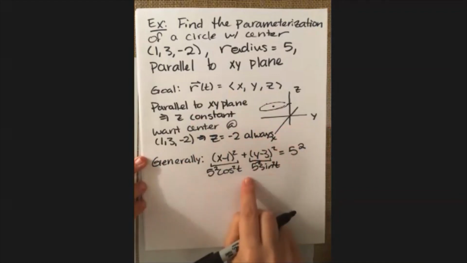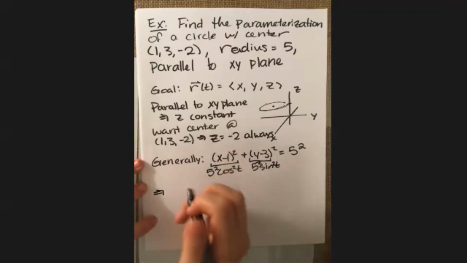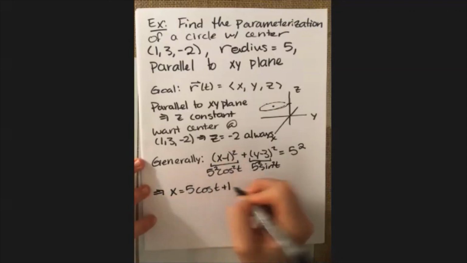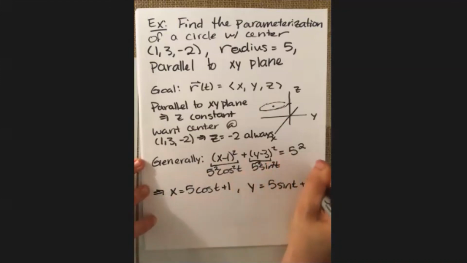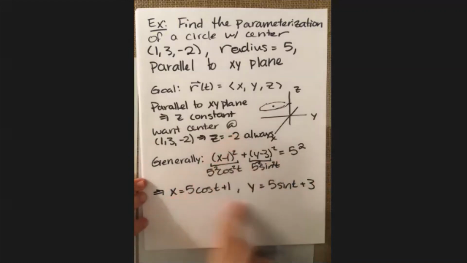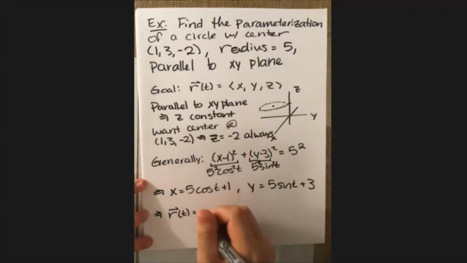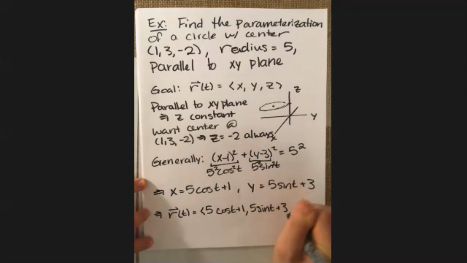And so at this point now, all we have to do is go through the same process that we did on our last example, which means just rearranging a little bit, and we get that x is equal to 5 cosine t plus 1, and y is equal to 5 sine of t plus 3. So putting all of this information together, our parameterization in this example winds up being r of t is equal to 5 cosine of t plus 1, 5 sine of t plus 3, and then finally for our z component, it's always equal to -2, so that's what we put in right there for our last component.